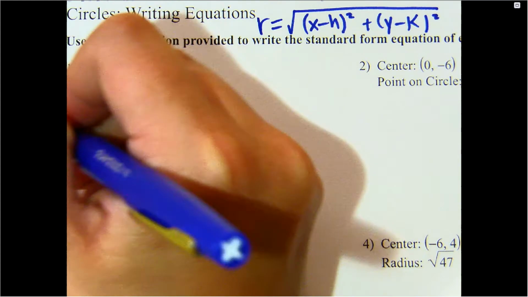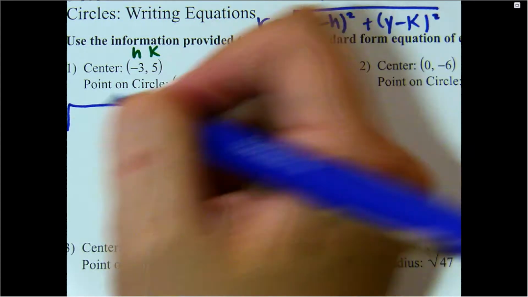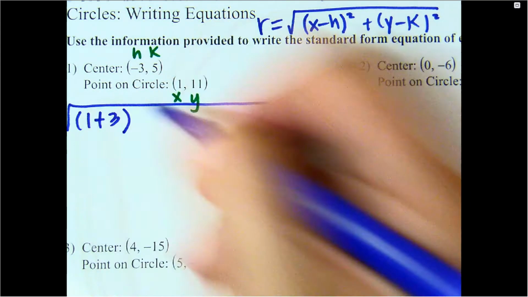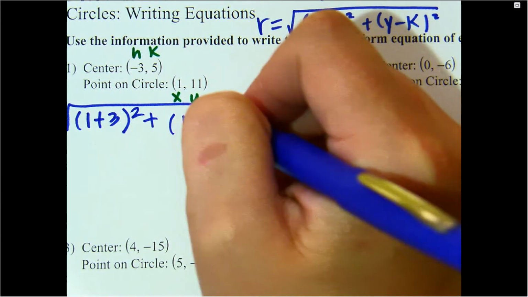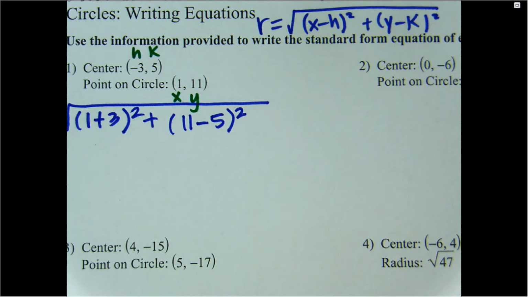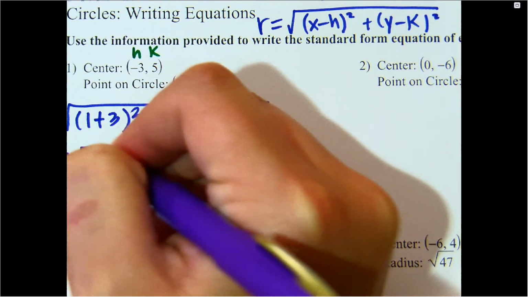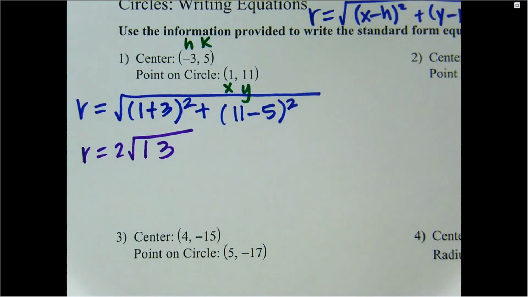Okay, so that's R equals the square root of X, which is 1, minus H, which would be minus -3, so plus 3 squared, plus Y, which is 11, minus 5 squared. And again, I'm going to give you a calculator that will simplify radicals for you in a link. So your radius is going to be 2 times the square root of 13.